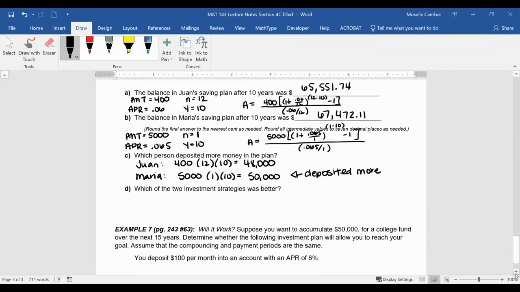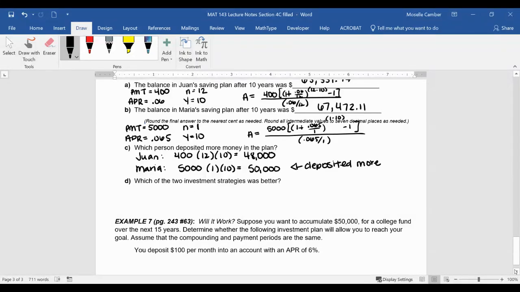So let's look at the return to see which one do you think would be better. To figure out the return, we're going to figure out the percent of the balance that is interest. So how much of my balance did the bank put in versus what I put in? The two different ways we did this before was we can either figure out the amount of interest and divide that by the balance, or we can figure out the amount that we put in, the deposit principal over balance, and then subtract that from 100. For Juan, I'll do it one way. For Maria, I'll do it the other.